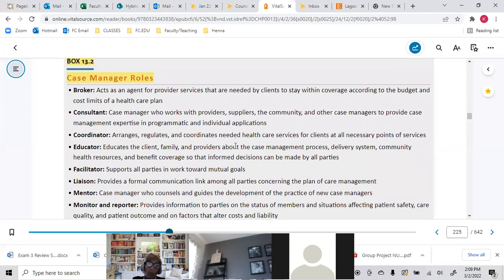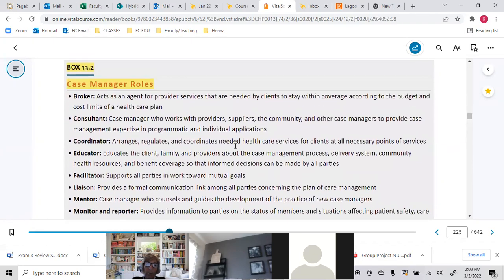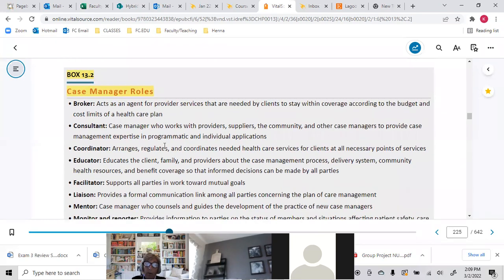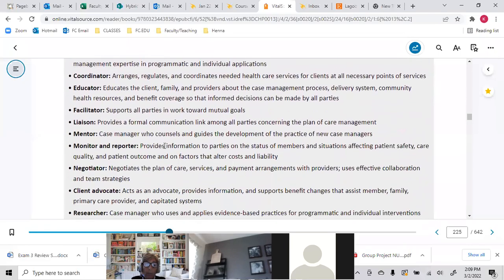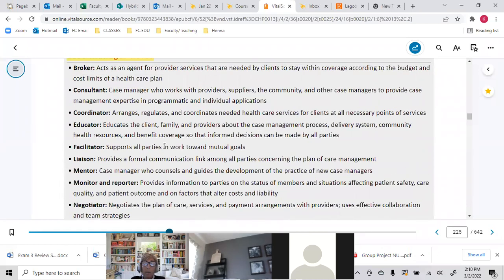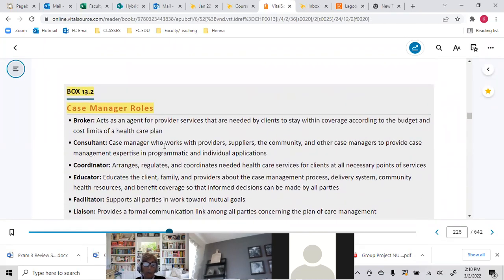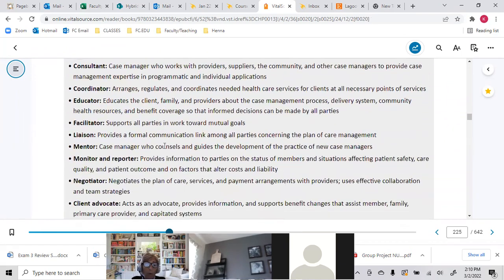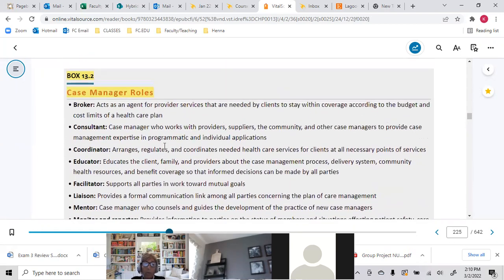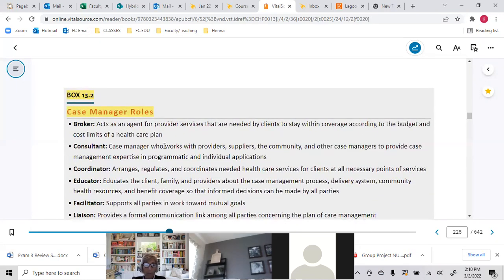Here's the box I was talking about, Box 13.2. Nothing to memorize, but just look at all the different roles a case manager may play. In a rural community, you're probably doing all of these. It just depends on what type of environment you're working in. You may be doing 2 or 3 of these roles. You may be doing all 12. It just depends on how your case management program is set up.